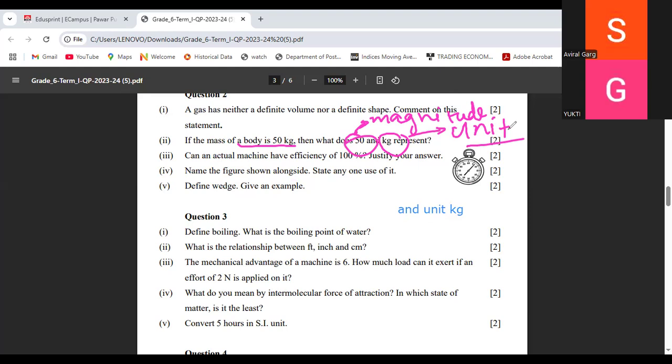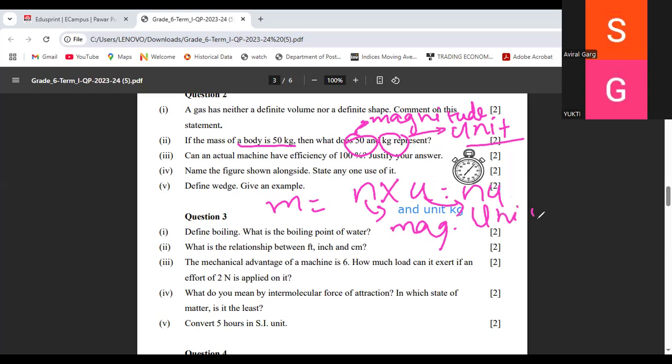Okay. You can write like this: measurement is equal to n into u, that is nu. Here n is the magnitude and u is the unit. Okay. You can say that the unit kg is contained 50 times in that quantity. Note down, the unit kg is contained 50 times in the given quantity. Okay, moving ahead.